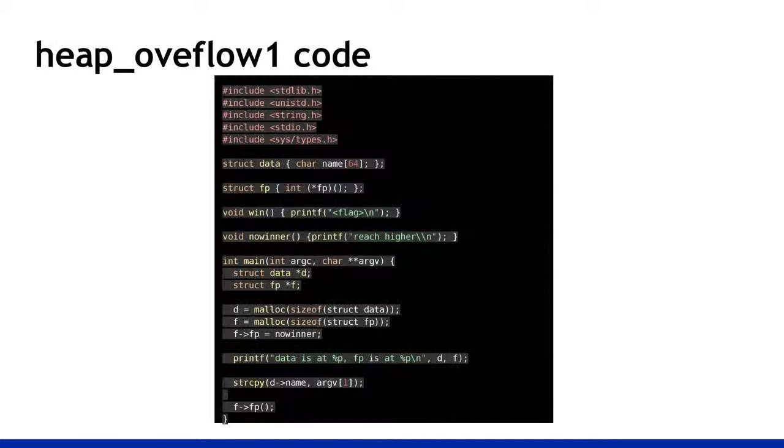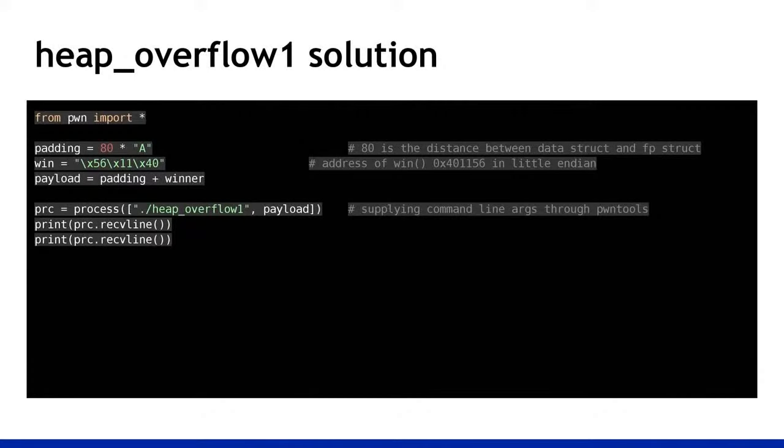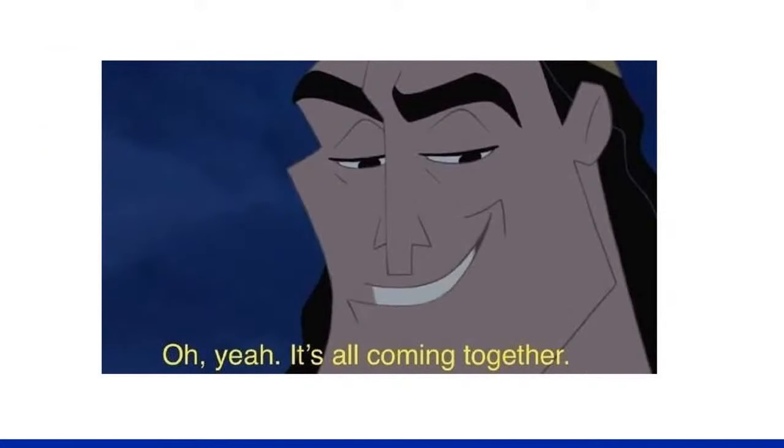Okay, so that's the Heap Overflow 1 code, and that's the Heap Overflow 1 solution, which we just covered. And that's my solution. Okay, so what we know so far: we know how to do a basic heap overflow. We know how to use string copy to overwrite memory. And we know how to obtain global offset table addresses. So can we use all of this to redirect a function in the global offset table? Well, the answer is yes, and we're going to put it all together.